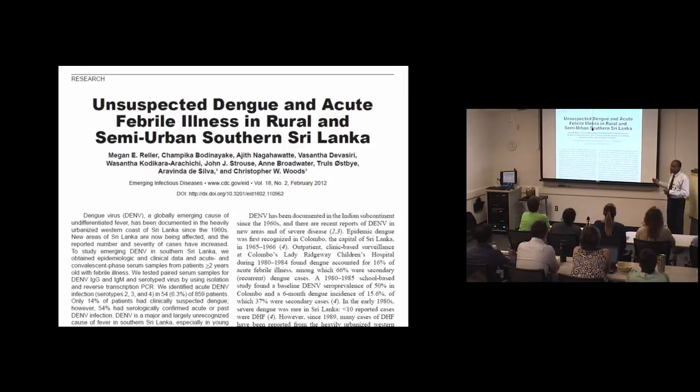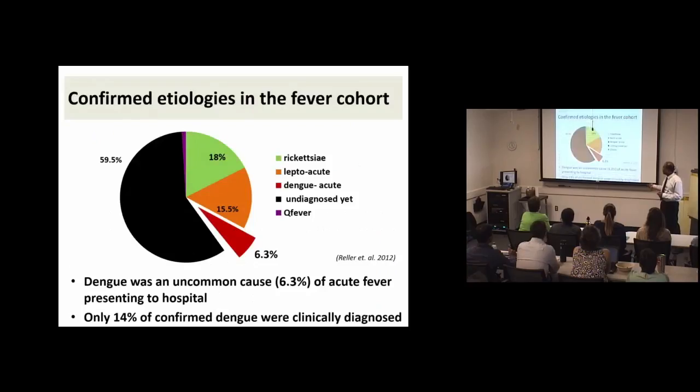So I'll extract some of the important things from this. You can see the whole study cohort, the PIVA cohort, and out of that, only 6.3% account for dengue. So it was not a common cause at that time. Out of this 6.3%, only 14% were clinically diagnosed. So that's important.